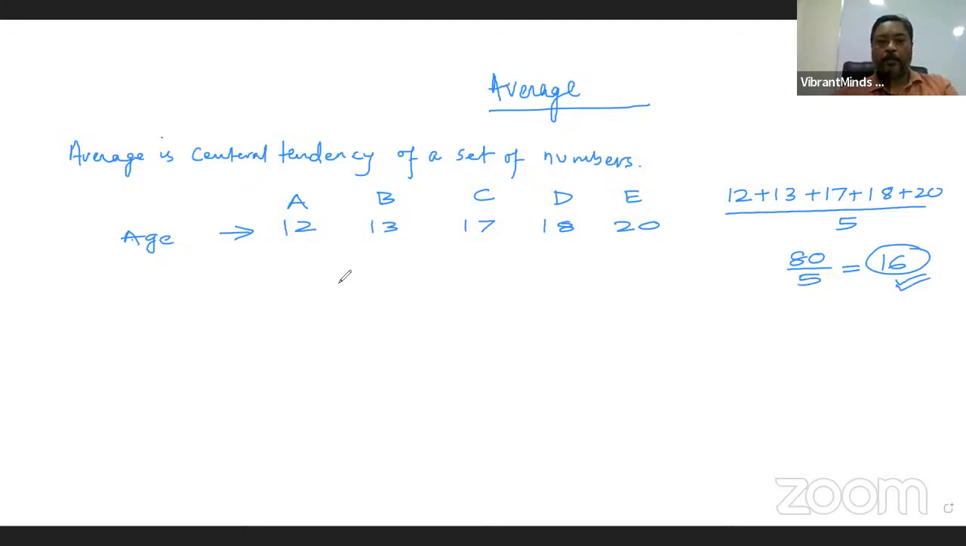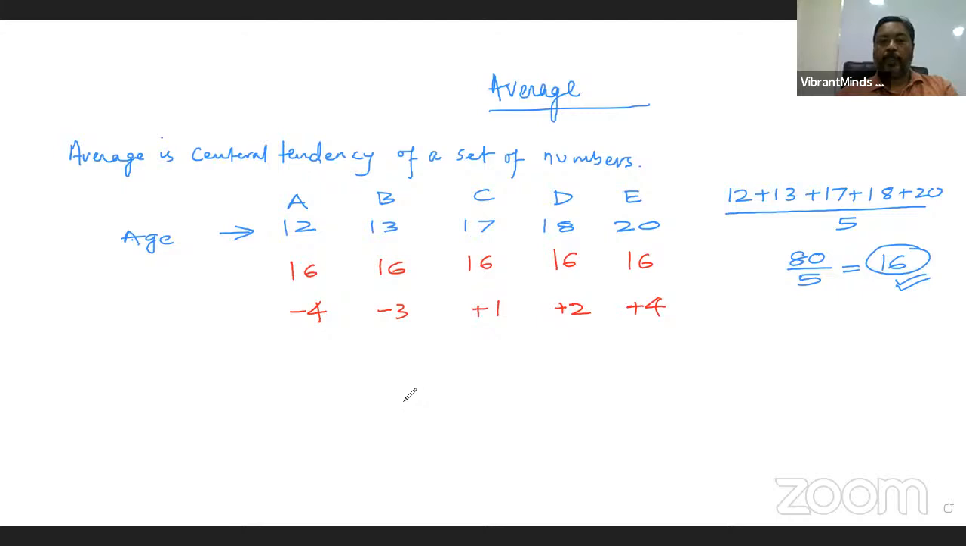Understand what is central tendency. Suppose I replace each of the observations by 16. Then understand what I will get here. The difference between this number and this number is -4. 12 minus 16 is -4. 13 minus 16 is -3. 17 minus 16 is +1. 18 is +2. And 20 minus 16 is +4.